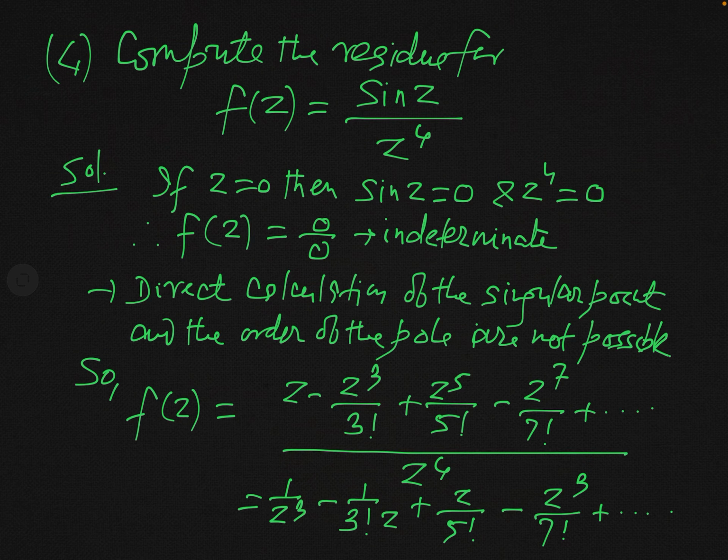So you can see here, if we take z equal to 0, then sin z will be 0 and z to the power 4 will also be 0. So this function in this condition will be of the form 0 over 0, which is in fact indeterminate. So no direct calculation of the singular point can be used, and the order of the pole is not possible to determine directly by the set pattern or set formula.